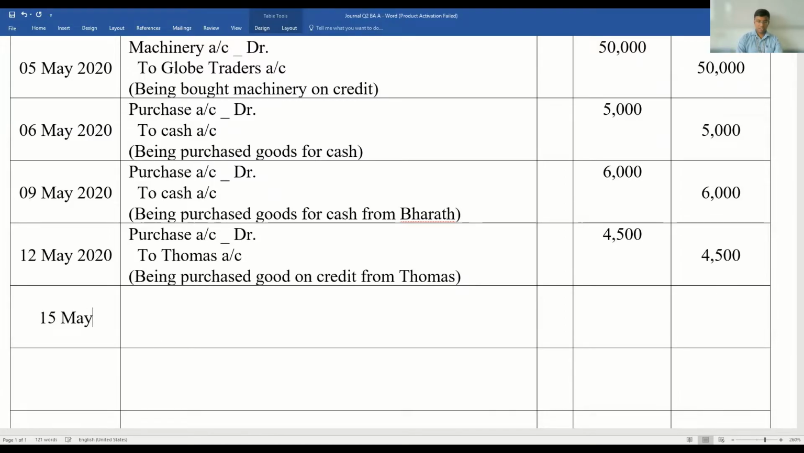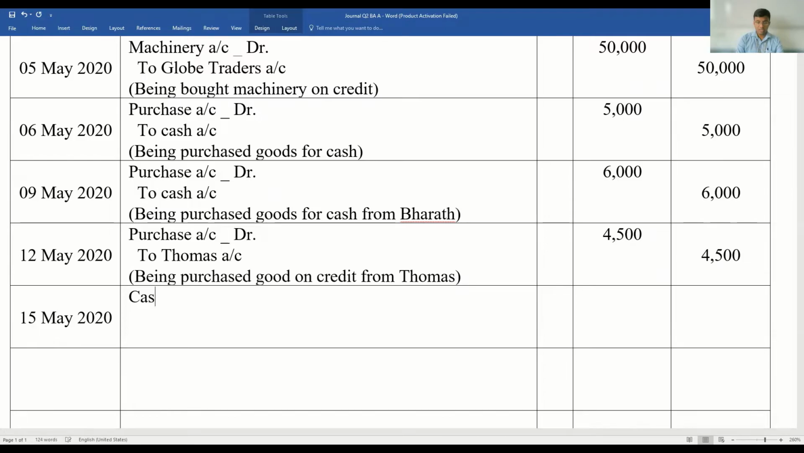Next is 15th May 2003. Sold goods rupees 12,000. So here, when you carry out a sale, what happens? When you carry out a sale, you're giving out goods and cash is coming in. Whenever you carry out a sale, the name of the account would be sales account. So sales is real, and then cash is coming in. So the two accounts over here are cash account and sales account.